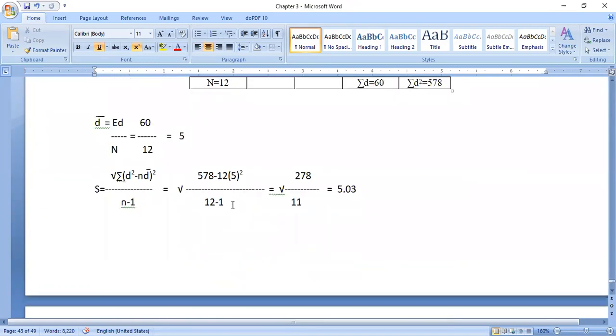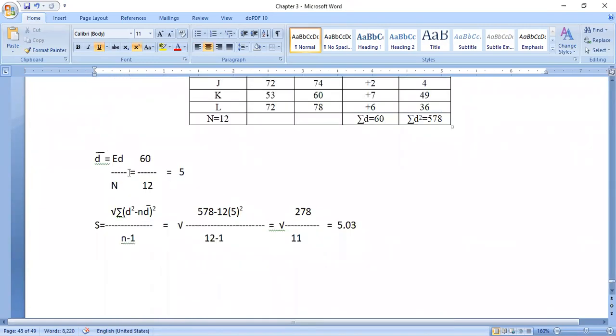Listen here. D bar is equal to, what is the principle to get the average value? Sigma d by n. Sigma d value here is 60, divided by n. N stands for 12. So 60 divided by 12 is 15. Okay. The next, s value we need to find out.